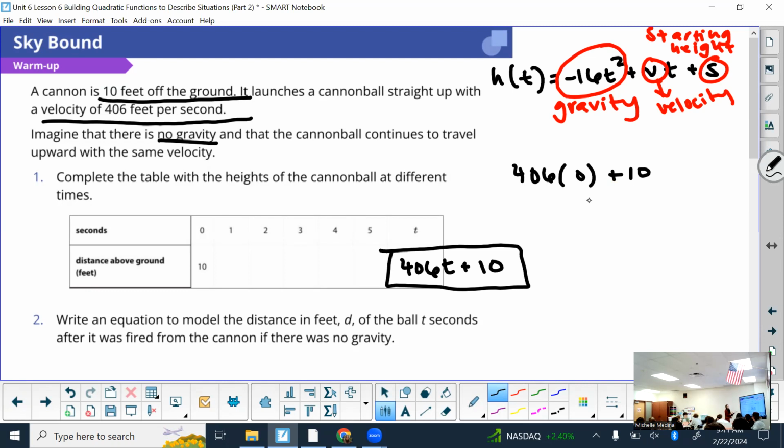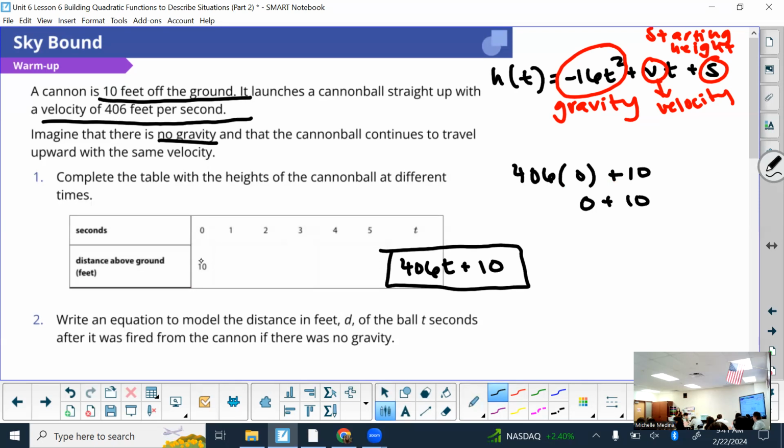0, and then 0% is, and that's my output. Imagine that at 0 seconds it's at its maximum height, well, not maximum height, I guess, but it's at its starting height. So there's that.